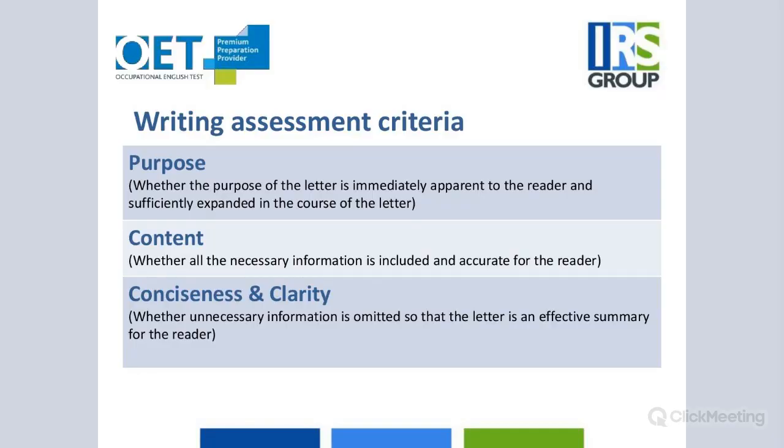So let us quickly look at what are the criteria that OET is looking at during the assessment when you're writing a letter. So there are basically 6 assessment criteria. The first one is the purpose. So the purpose is that when you're writing a letter, you need to inform the reader why you are writing this letter to him.